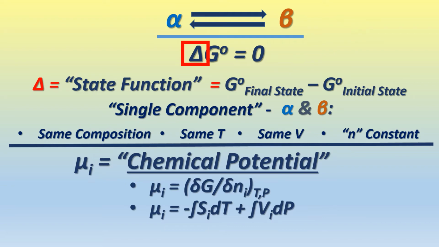Essentially, the chemical potential is saying I have a multi-component system. Each one of those components contributes energy. So the entire Gibbs free energy is just the sum of the potential of each component times the change of number of moles of that component.